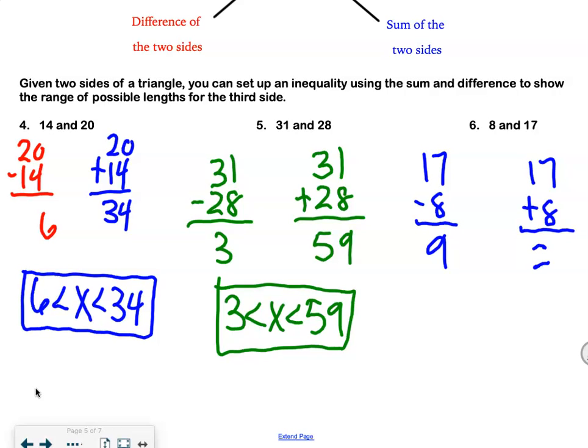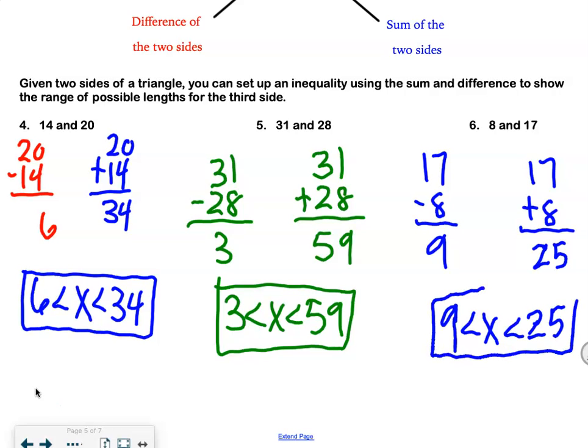What did we get? 25. So what did you guys get? Yes! Okay, so you subtract them and then add them. Yep. And then that's how you figure that out.